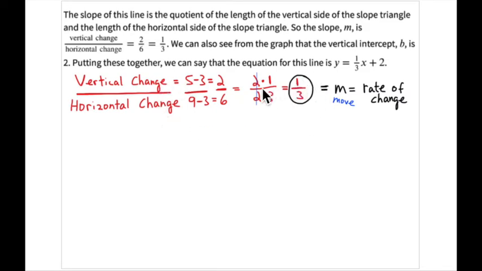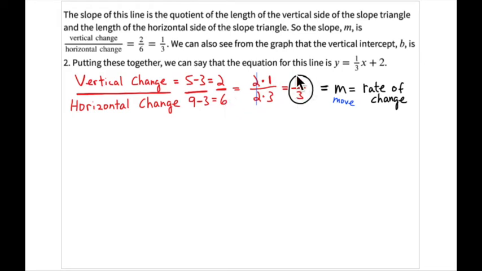So what does that tell you? It says that this vertical change, 2, is 1/3 of this horizontal change, 6. And that makes sense. 2 is 1/3 of 6. So the vertical change is 1/3 of the horizontal change.